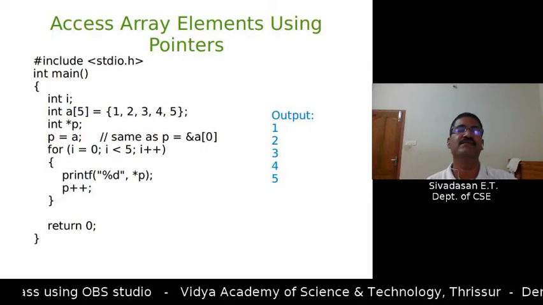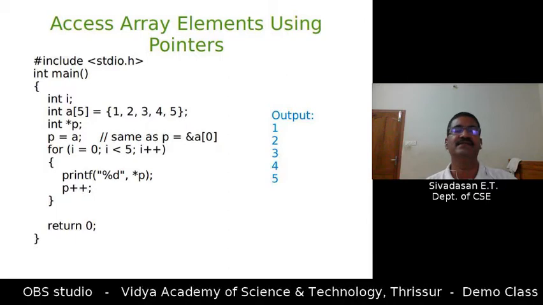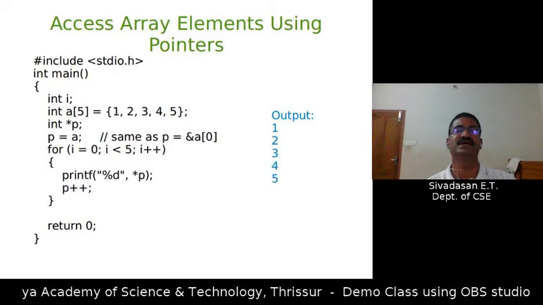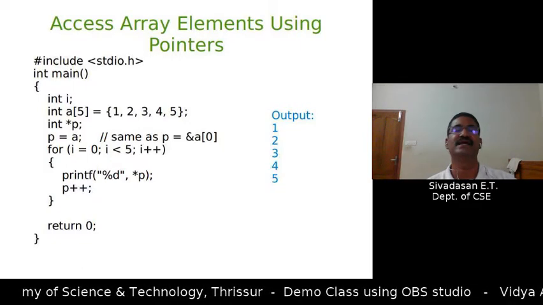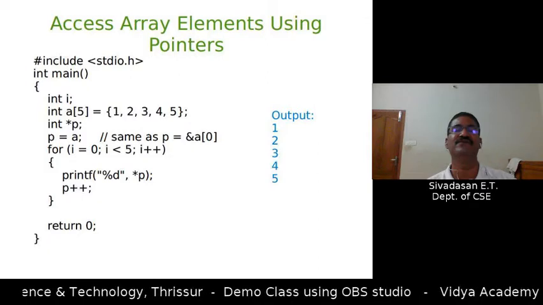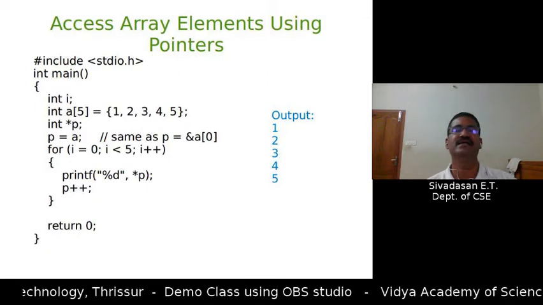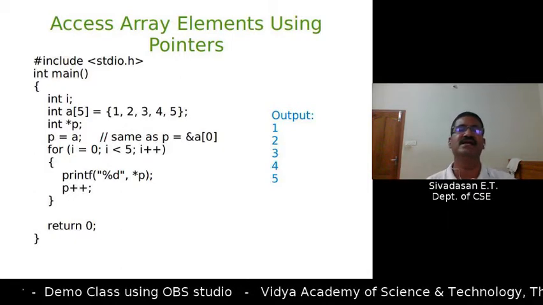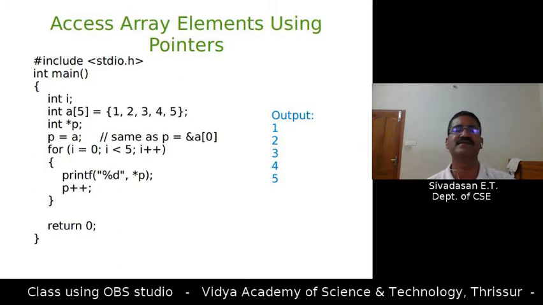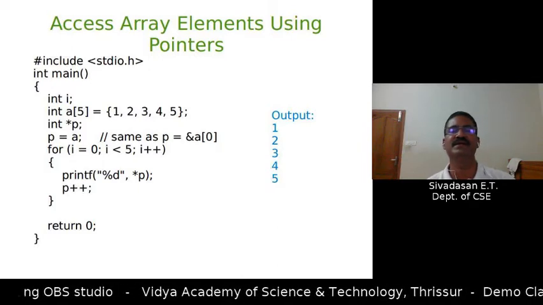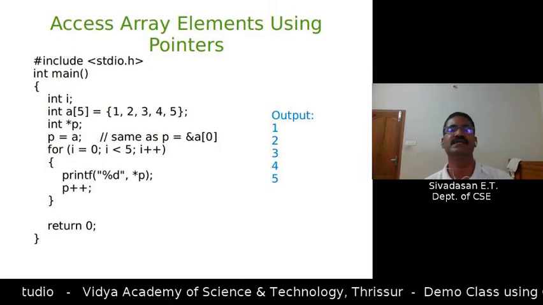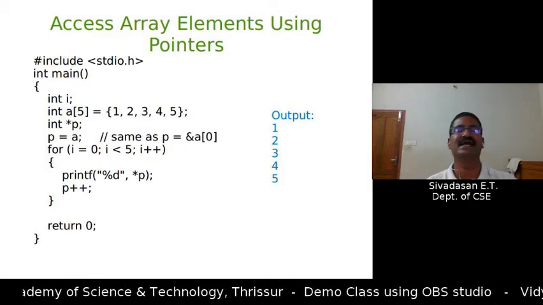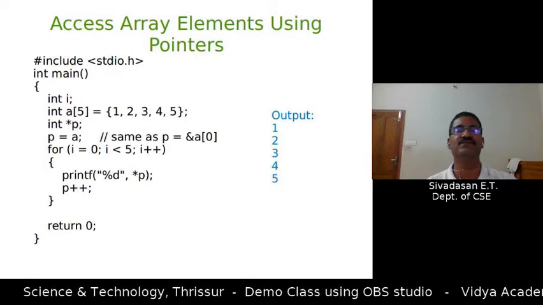So what does it mean? A means the address of the first element of the array. So that means it has so many elements. Each element is stored in a different memory location, and they are adjacent locations. These elements are stored in different memory locations, adjacent to each other. So the name of the array is actually the address of the first element.